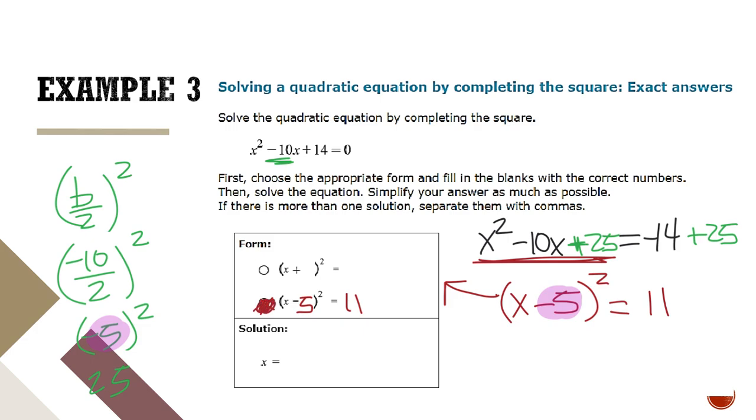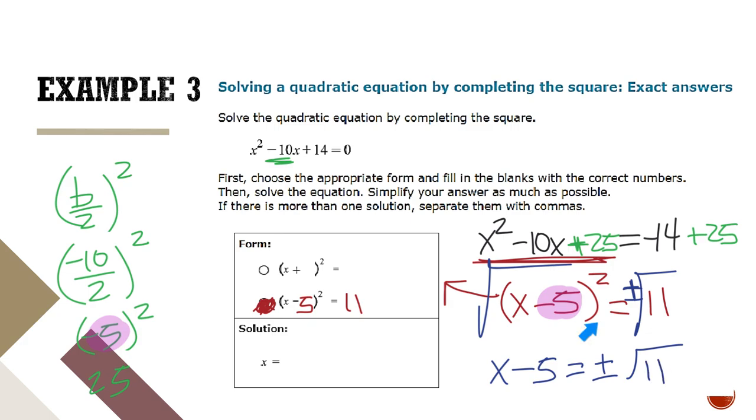Now my solutions are, well, we have to square root both sides. If that square root property comes into play, we have to do positive and negative square root of 11 here. This turns into x minus 5 is plus or minus the square root of 11 here. The reason why is if we have something squared, this number inside could be a positive number or a negative number, because when we square it, it always turns to positive. So it could have both a positive or a negative answer, hence why we have to do plus or minus.